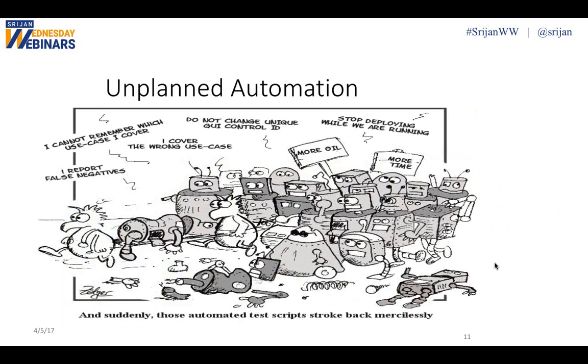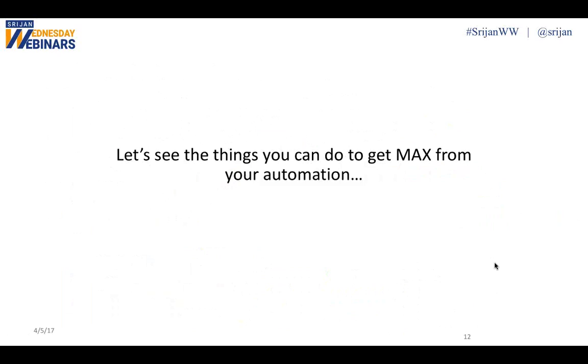So obviously, you don't want to fall into those traps and make your automation a white elephant to maintain. So let's look into the things which you should do to get the max from your automation. That's the theme of my presentation today. What are the key ingredients of a powerful test automation?